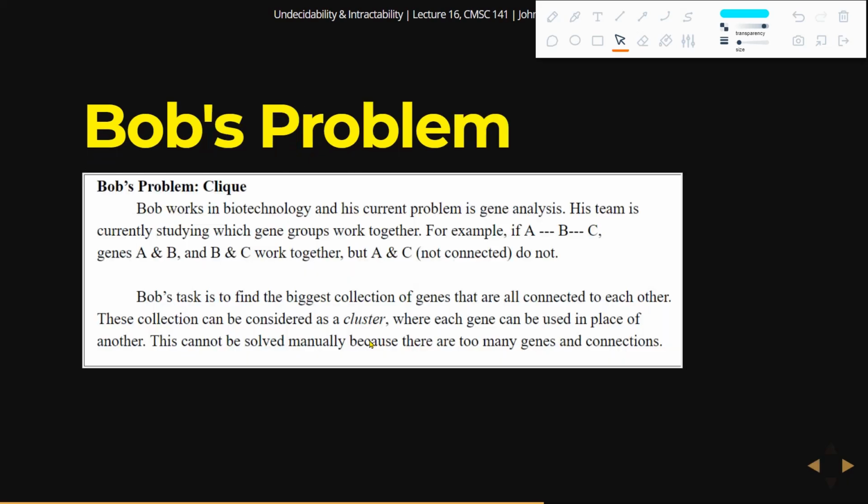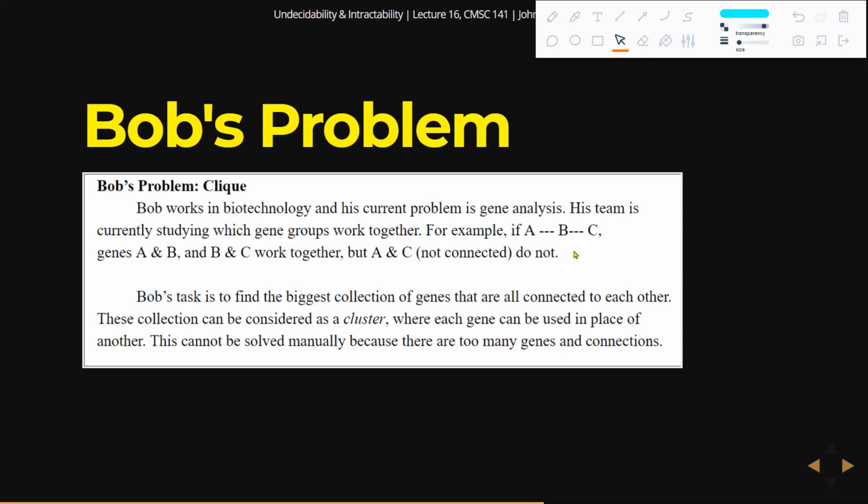telecommunications. Next is Bob, who works at biotechnology. Bob works in biotechnology, and his current problem is gene analysis. His team is currently studying which gene groups work together. For example, if A is linked to B and B is linked to C, then genes A and B, and then B and C work together, but not A and C because they're not connected. If they have a connection, then A and B work together, and B and C, which also has a connection, also work together, but not A and C since they are not connected.